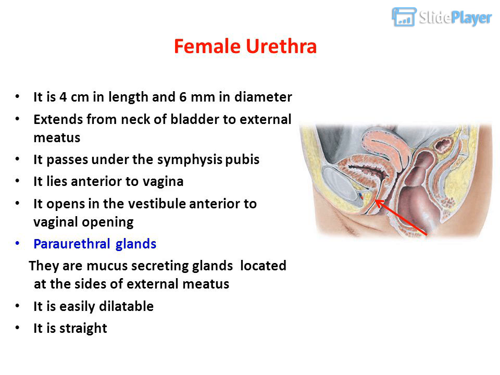Female urethra. It is 4 cm in length and 6 mm in diameter. It extends from neck of bladder to external meatus. It passes under the symphysis pubis and lies anterior to vagina. It opens in the vestibule anterior to vaginal opening. Paraurethral glands are mucus-secreting glands located at the sides of external meatus. It is easily dilatable. It is straight.